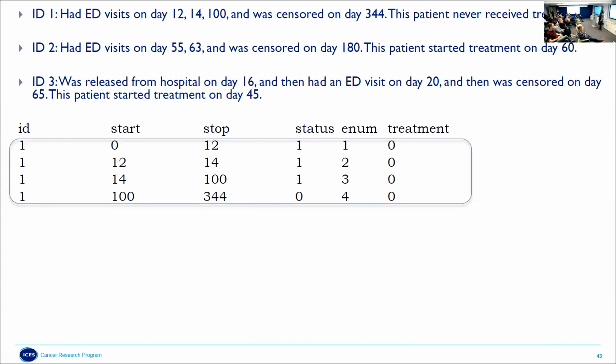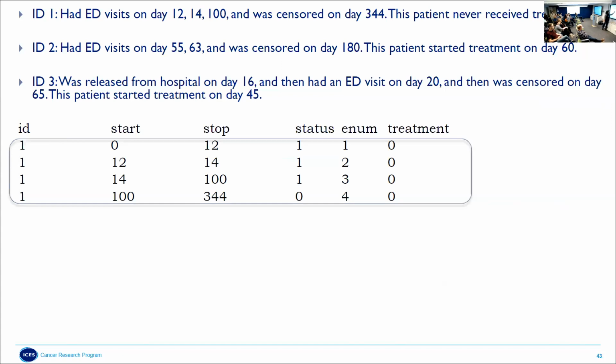Status is a 1 if there was an event at the end of the interval. It's a 0 if they were censored at the end of the interval. Enumerate tells me which event they're at risk for, and the treatment is the treatment indicator. So status is going to be 1, 1, 1 because we know that they had an event at days 12, 14, and 100. At day 344, they're censored, so it's 0.